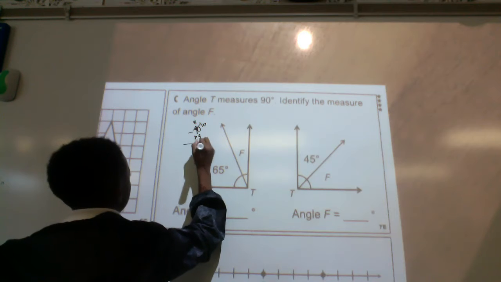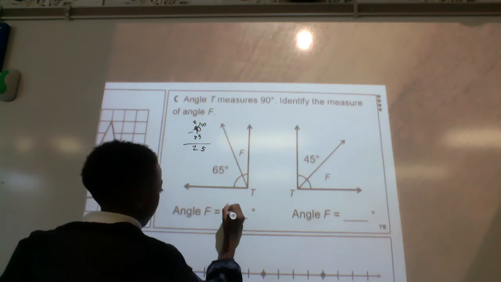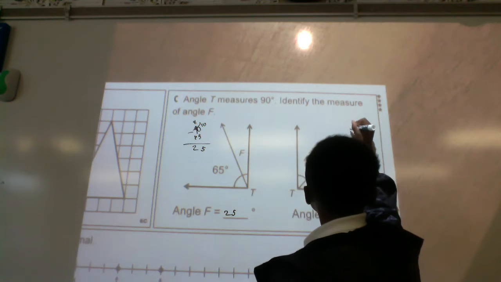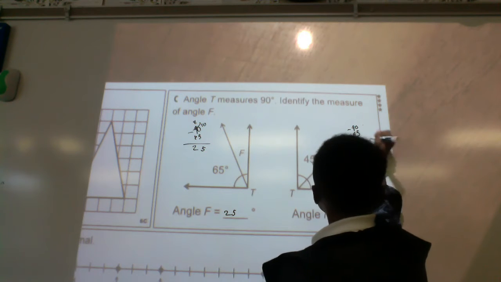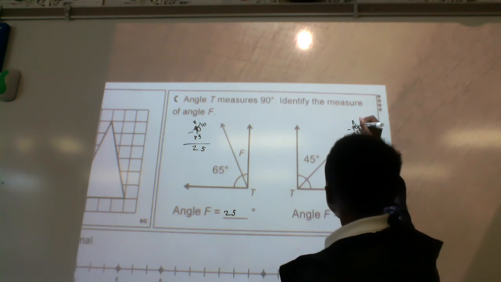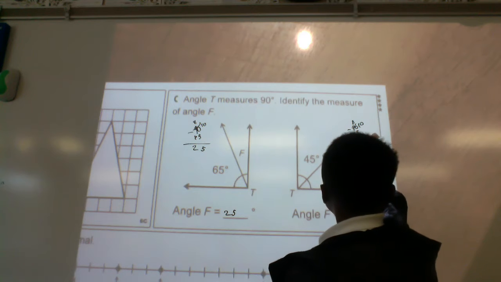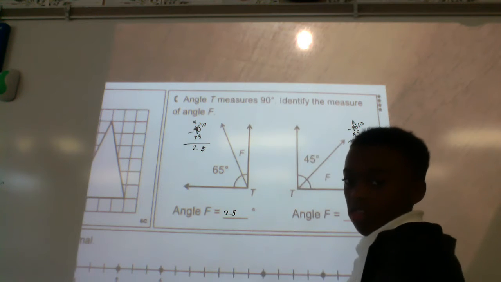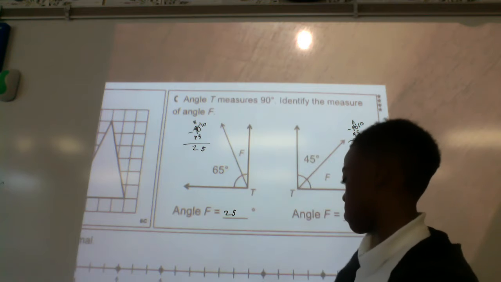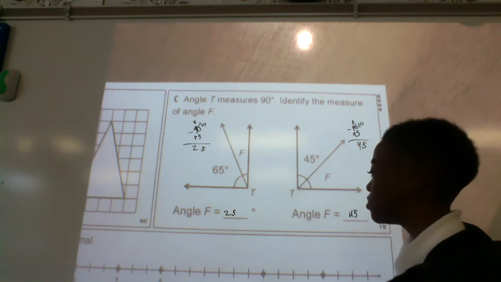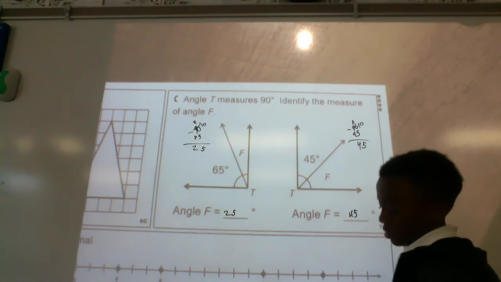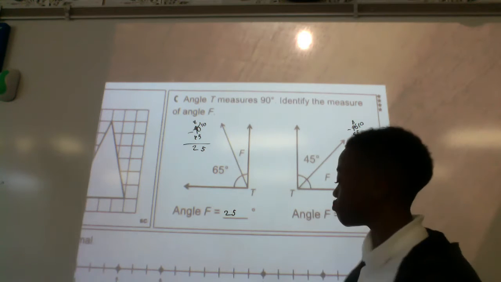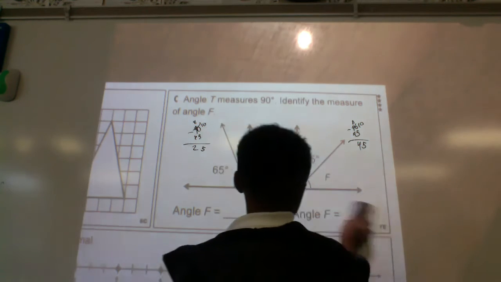Angle T measures 90 degrees. Identify the measure of angle F. So this is a little geometry, but you already know how to do this. You're just finding the missing number. You know that the total is 90. You've got a piece of it. You just need to subtract. So we've got 25 degrees for angle F, and then 45 degrees for the other angle F. Good. Why don't you pick 2 people?